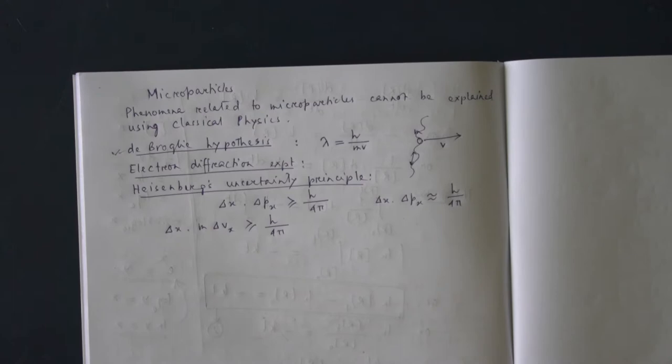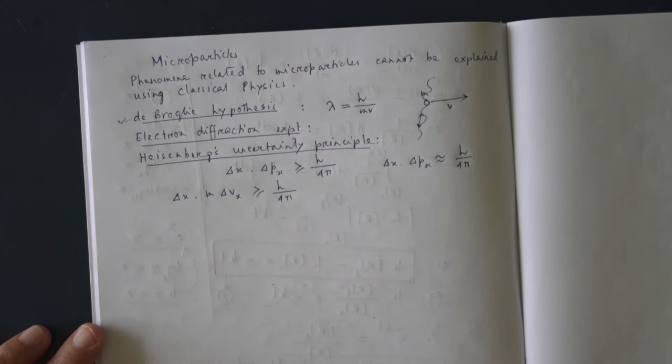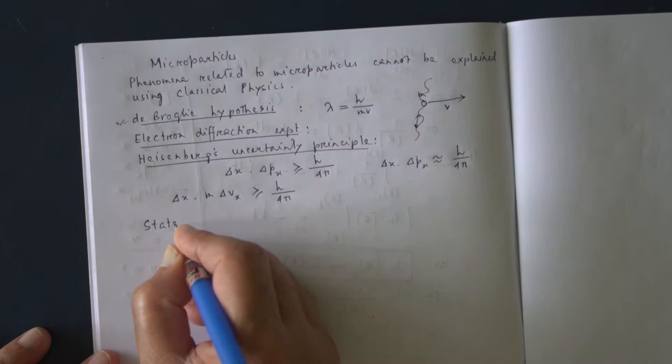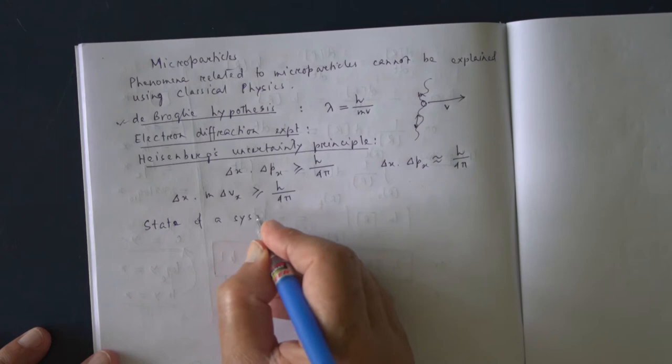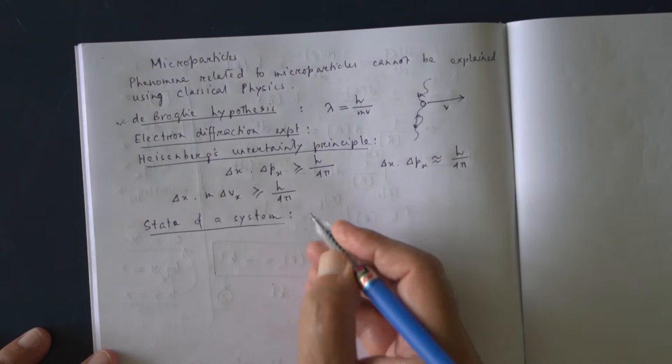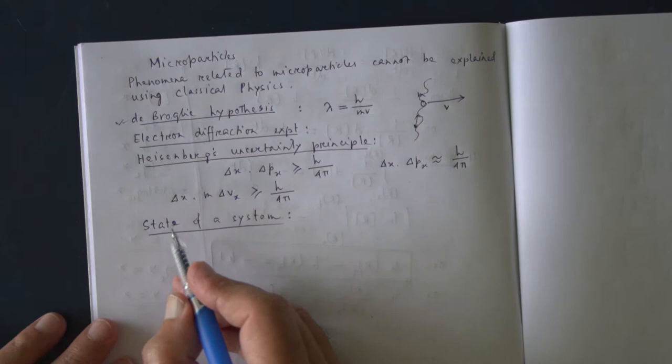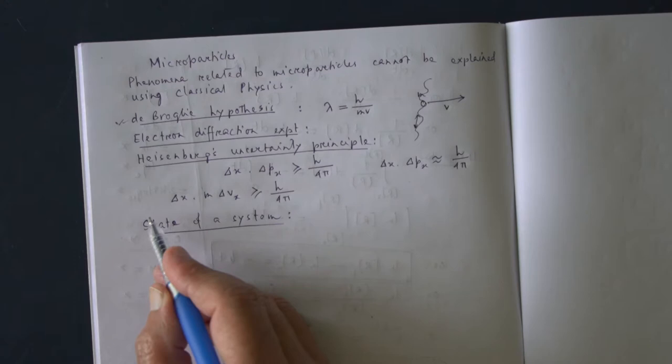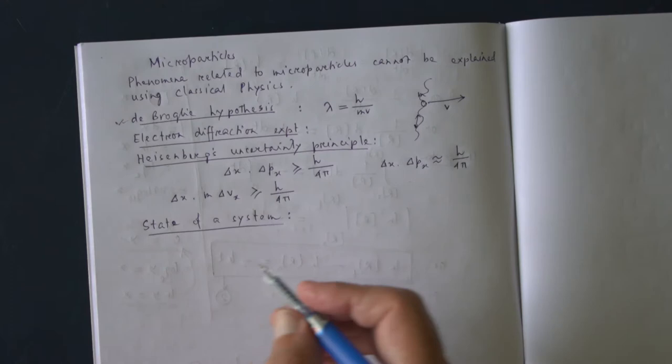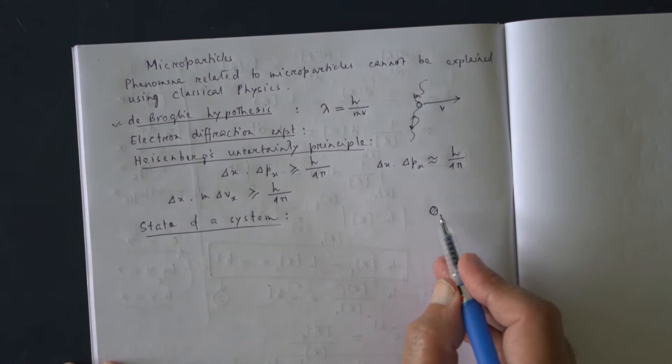So next, let us discuss one thing: the state of a system. As you know, this state does not mean solid, liquid, gas. What do we mean by the state of a system? It is the state of a particle. This is the particle. What is the state of the particle?